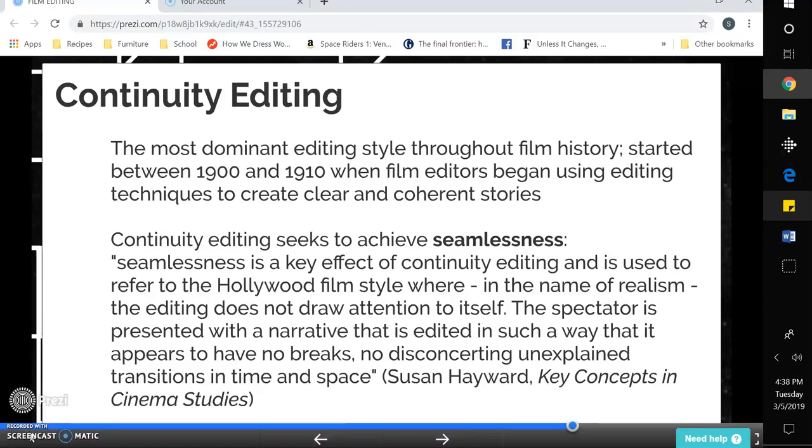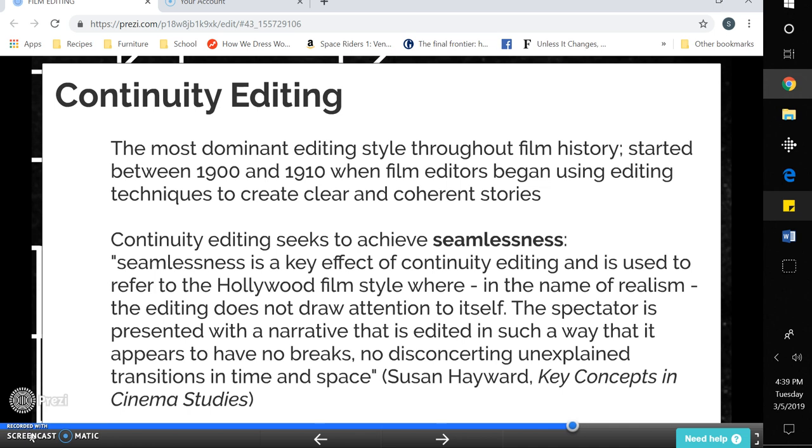Continuity editing specifically seeks to achieve something known as seamlessness. You cannot see the seams. You can't see where the film is pieced back together. Susan Hayward, in her book Key Concepts in Cinema Studies, says seamlessness is a key effect of continuity editing and is used to refer to the Hollywood film style where, in the name of realism, the editing does not draw attention to itself.